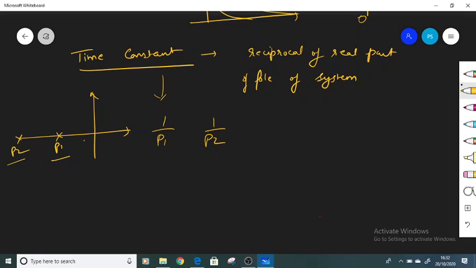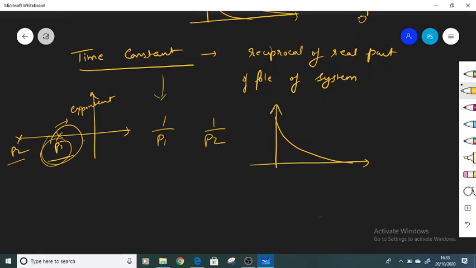A system will have two time constants. Okay, and we know that if I have a pole at this point p1, this is going to contribute to the exponential part. Due to this pole, an exponentially decaying curve will come in the system. Okay, due to pole p1.